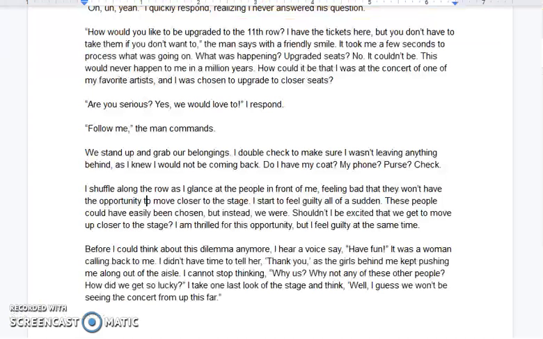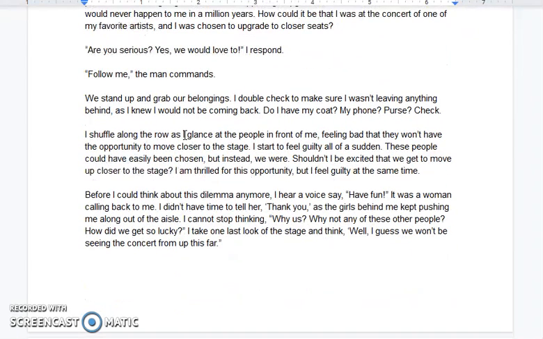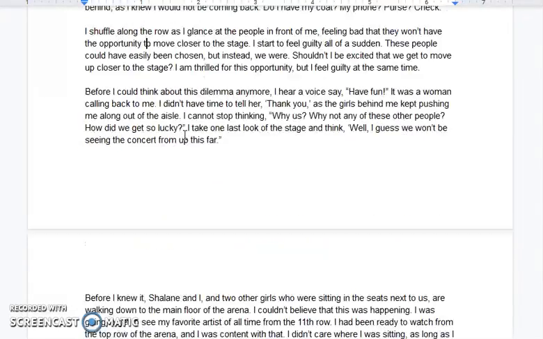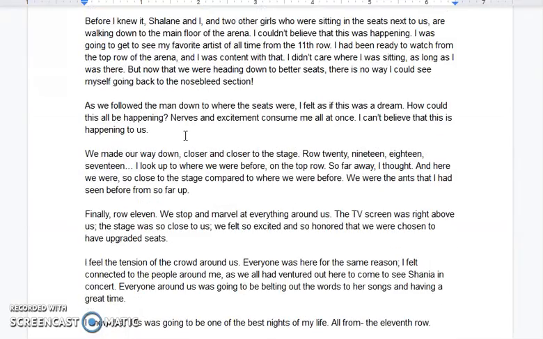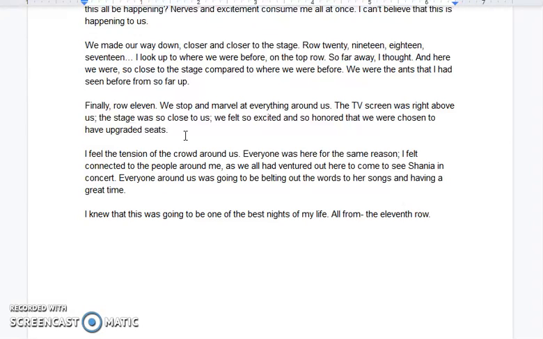I'll fix it later. Anyway, so that falling action, still setting that dialogue up in there, you end your story. Don't want to leave your reader hanging off a cliff. You have to make sure you end the story somehow. That resolution. How does the problem get solved, right? So in this story, it was a great concert. Looks like I described where we were, getting to that 11th row, right? That was great. And then the resolution, we're going to have a great time. And I ended, I knew that this was going to be one of the best nights of my life, all from the 11th row.